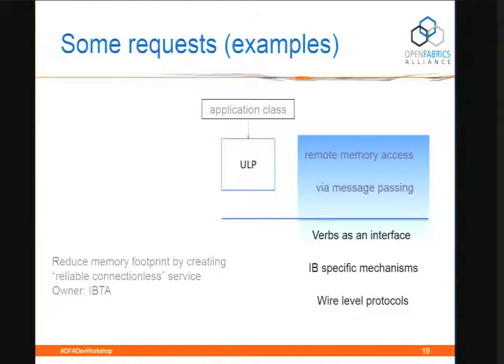Here's another example. What about reducing memory footprint by creating what I would call reliable connectionless service? We already heard a presentation today about how that might be done. The call to action in this case, again, just an illustrative example, but were we to pursue this, it would be take that into the IBTA and standardize that mechanism. Same thing for reducing the cost of memory registration. This is something that would be done in the IBTA, but it's going to move us forward because it's going to make the I/O stack that we provide that much more efficient, that faster, and that much more able to support the applications of interest to us.